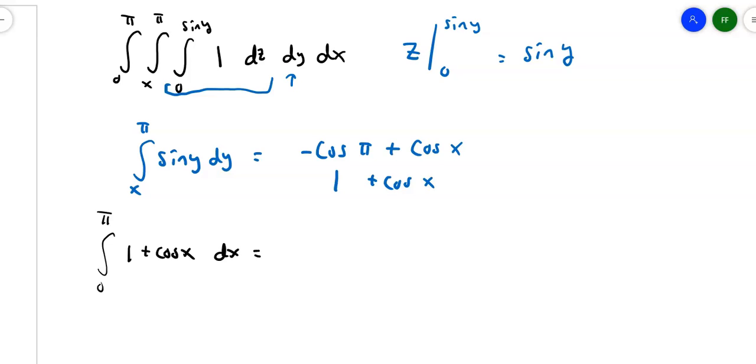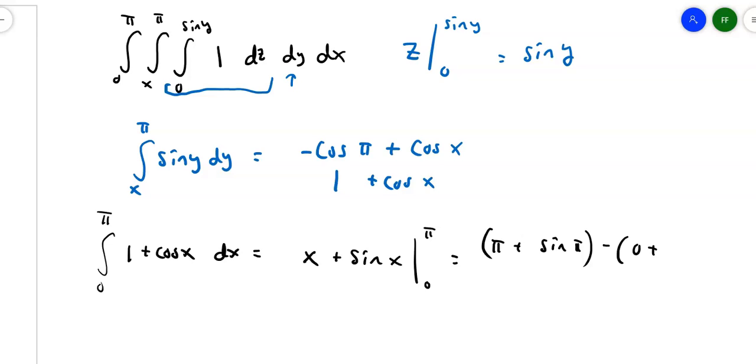The next step says integrate from 0 to pi of 1 plus the cosine of x with respect to x. Now the antiderivative of 1 is x. The antiderivative of cosine is going to be sine. Evaluate at pi and at 0. So this gives me pi plus the sine of pi minus 0 plus the sine of 0. And would you look at that? Clearly that's all 0. The sine of pi is also 0, so my answer is just pi. All right, so that's the volume of that solid.